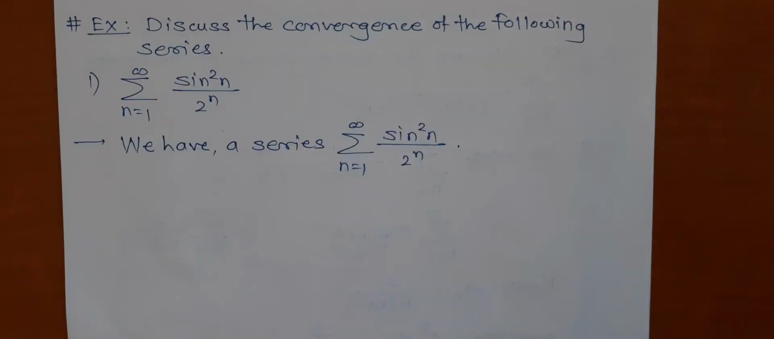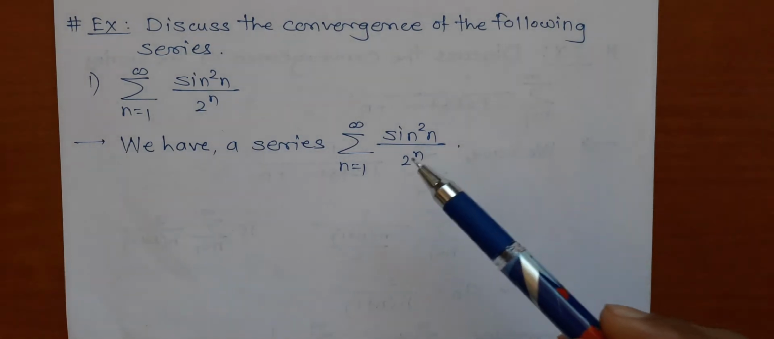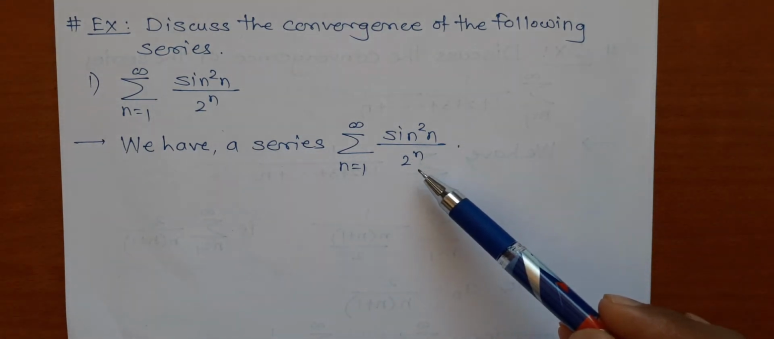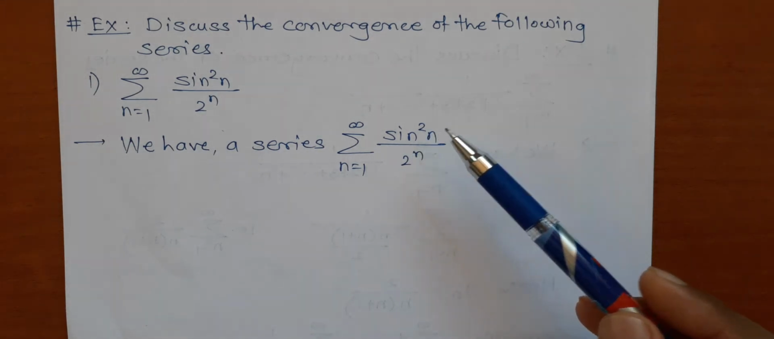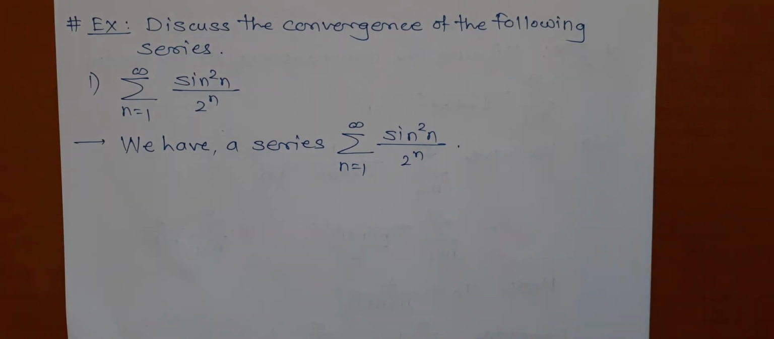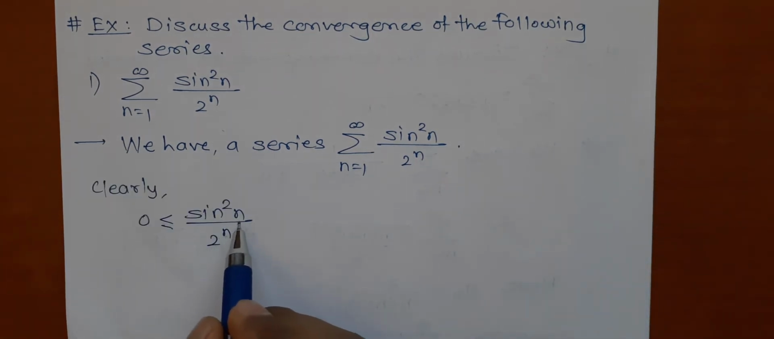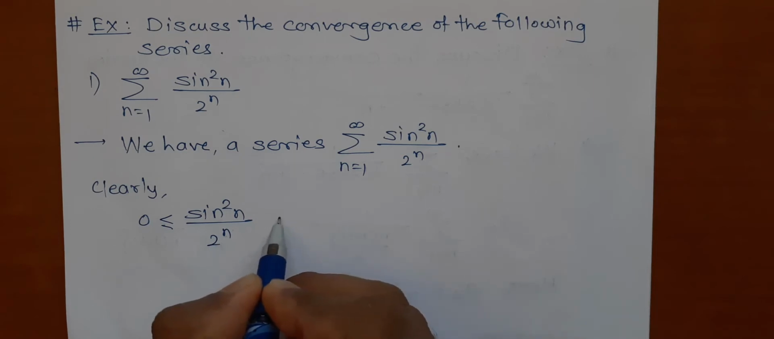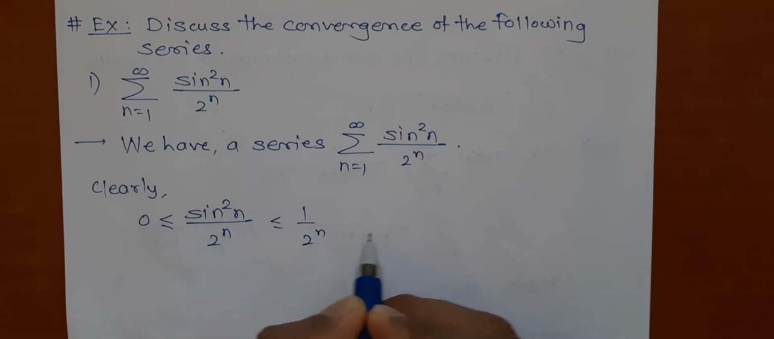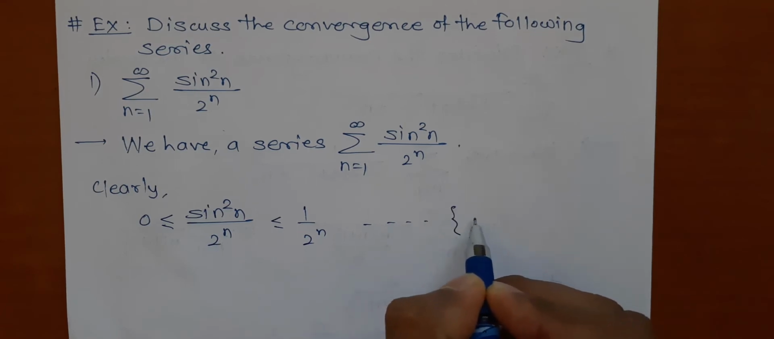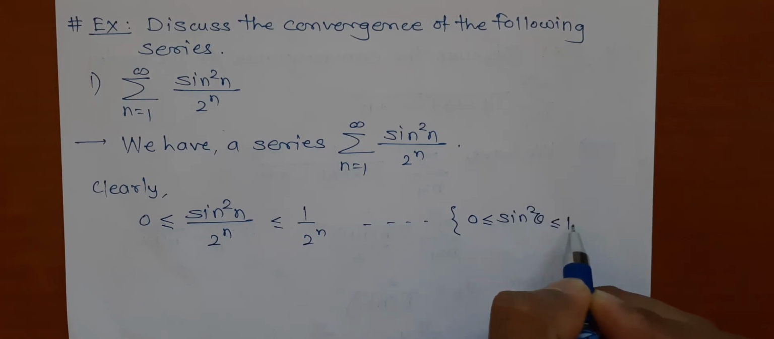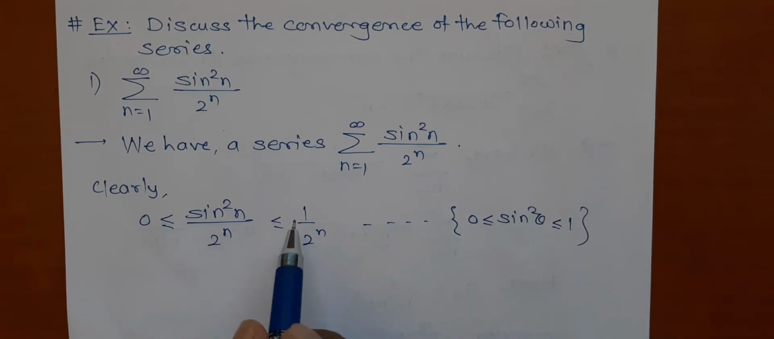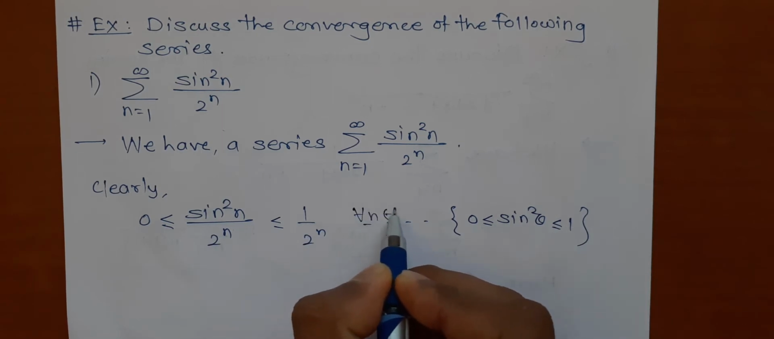So let us focus on the given series, summation sine square n upon 2 raised to n. 2 raised to n is positive, and sine is squared, so that is also positive. Therefore, clearly we can write 0 less than or equal to sine square n upon 2 raised to n, and this is also less than or equal to 1 upon 2 raised to n. The reason is that sine square theta always lies between 0 and 1, so that's why I could write this, and this is true for all n belonging to the set of natural numbers.